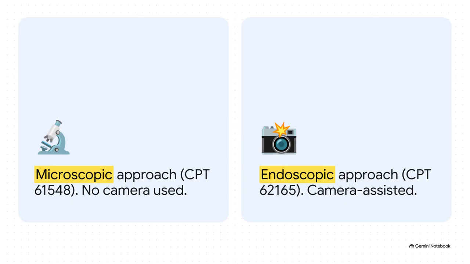But we really need to pinpoint the exact technique. Was it the traditional microscopic method without a camera? If so, we look at CPT 6154. Or was it an endoscopic, camera-assisted approach? Well, the documentation explicitly confirms it was endoscopic. So that immediately directs us to assign CPT 6265 as our primary procedure.